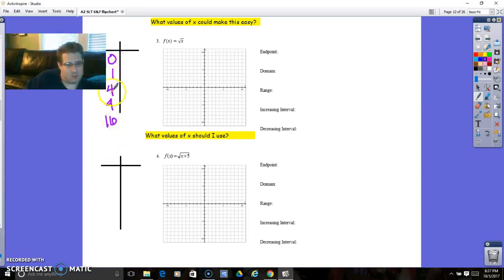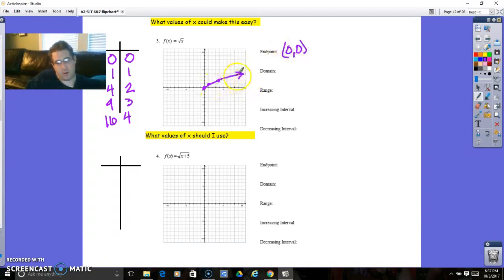0 times 0, 1 times 1, 2 times 2, 3 times 3, 4 times 4. Square root of 0 is 0. Square root of 1 is 1. 1 times 1 is 1. 2 times 2. 3 times 3. 4 times 4. All right, so then I just go ahead and graph. 0, 0, 1, 1, 4, 2. And what you're going to end up with is a graph that looks like this. It has an endpoint at 0, 0. This is the parent function of square roots.